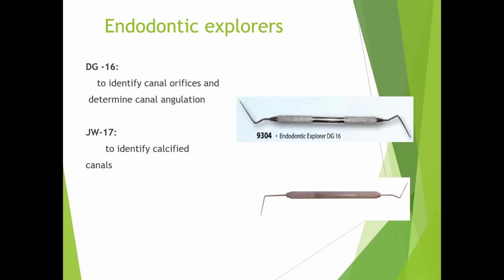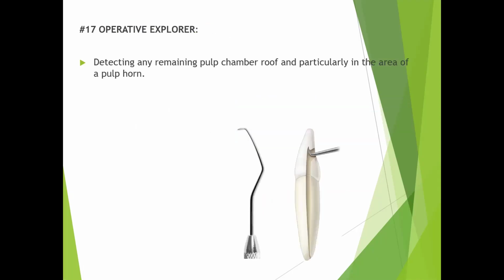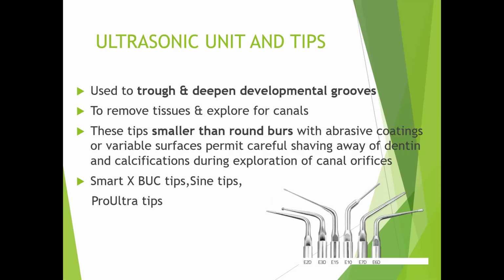Hand instruments like DG16, which you have already seen, and also JW17 are used to identify calcified canals. The simple operative explorer can also be used to detect any pulp chamber roof, particularly in the area of the pulp horn. The latest, you have your ultrasonic tips and unit. These are used to trough and deepen the developmental grooves and to remove tissues from and explore canals. The benefit is that they are smaller than round burs.